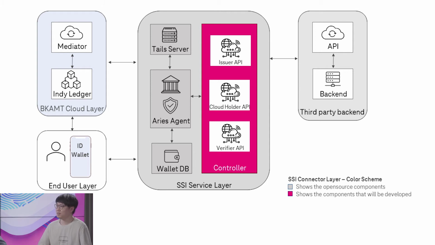And along with this agent, we have a wallet DB and we have a tails server. Each agent has its own wallet DB. It is used to store secrets like credentials, key pairs, and profiles. And then the tails server is used for the revocation purpose. For example, when the issuer issues a credential, it needs to contact the tails server.